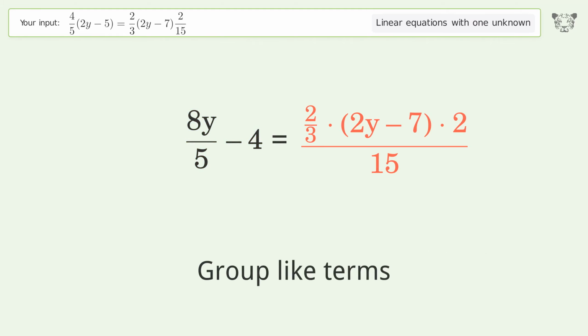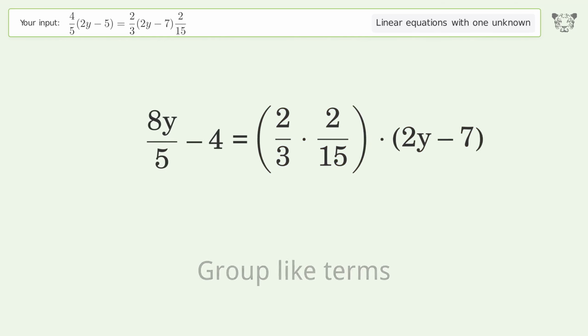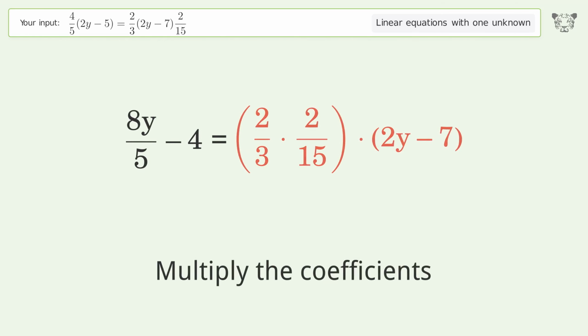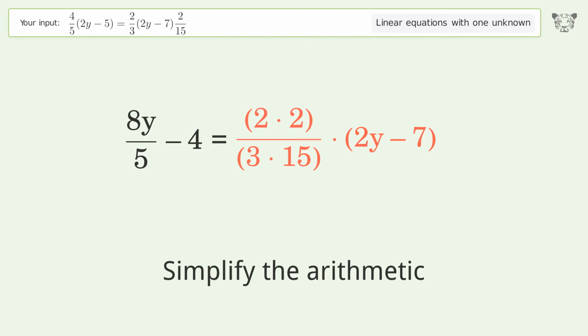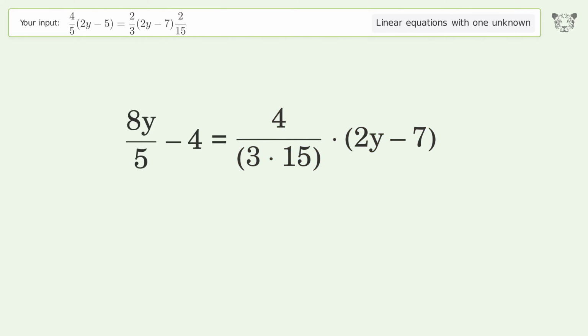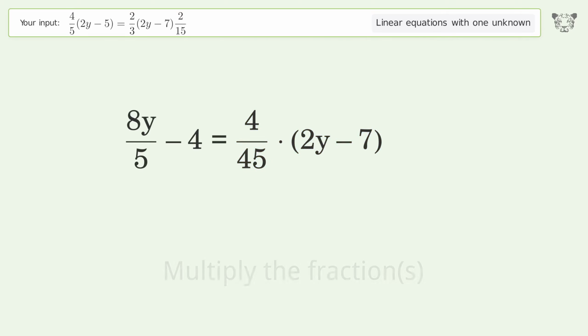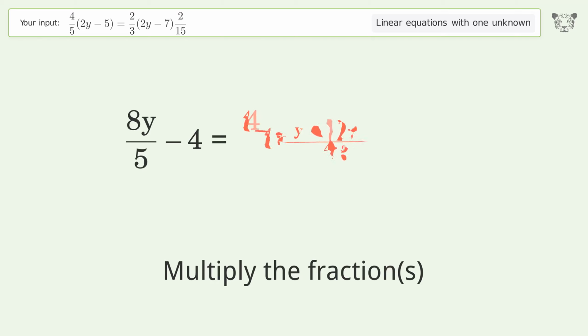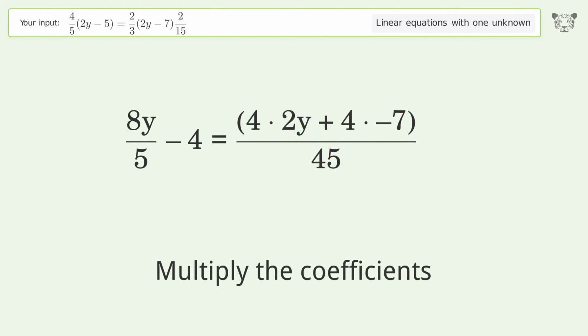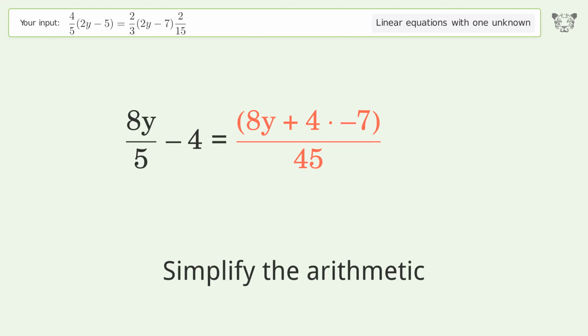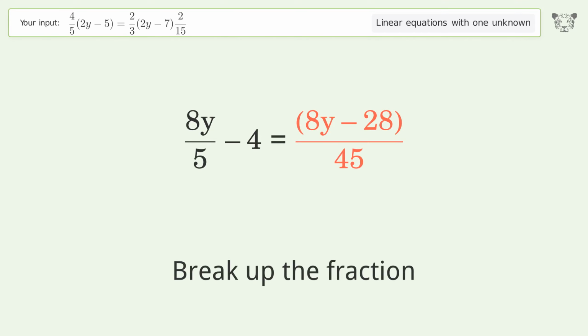Group like terms. Multiply the coefficients. Simplify the arithmetic. Multiply the fractions. Expand the parentheses. Multiply the coefficients. Simplify the arithmetic. Break up the fraction.